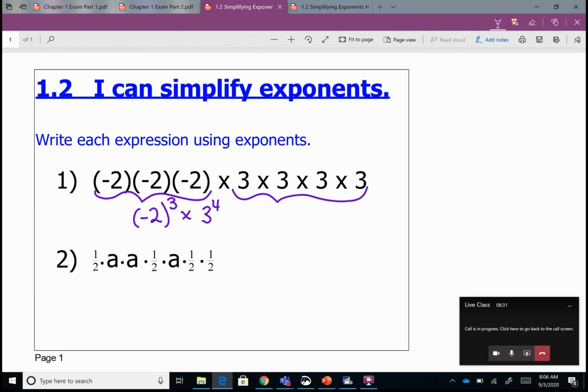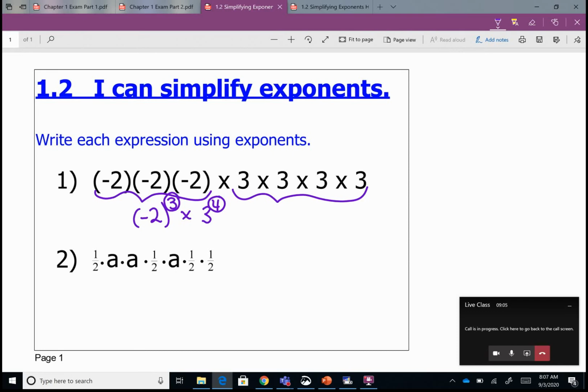That's what I'm saying. If we're multiplying the same number together time after time after time, instead of having to do negative 2 times negative 2 times negative 2, we can simplify that down. We can have negative 2 to the third power. Your exponent is going to tell you how many times we need to multiply it.